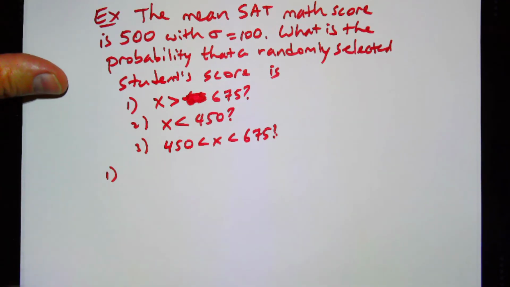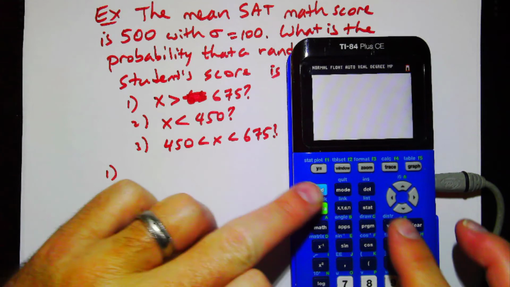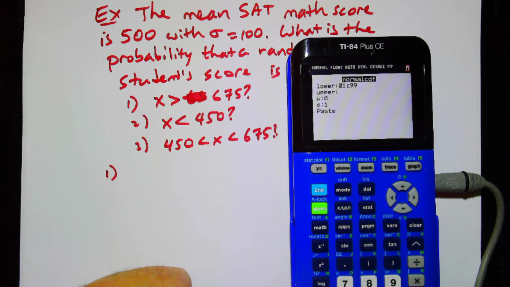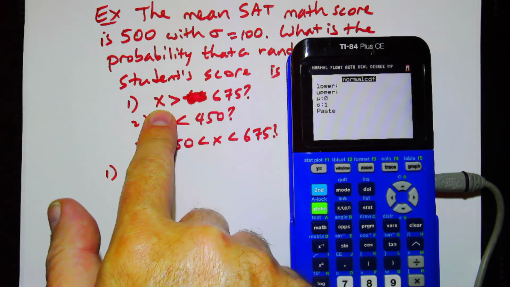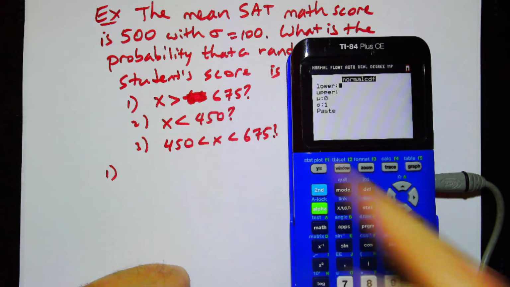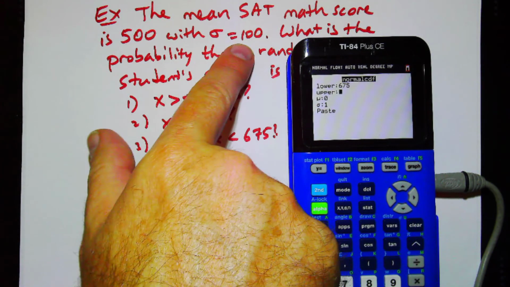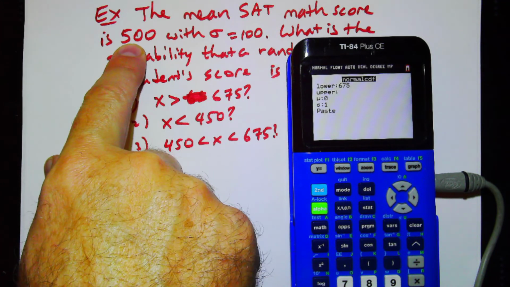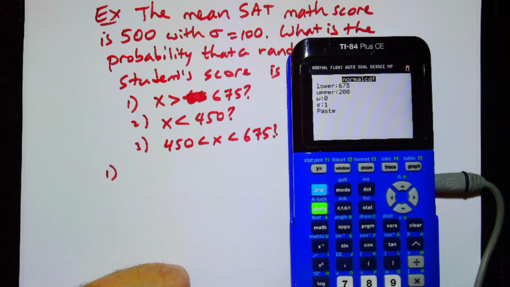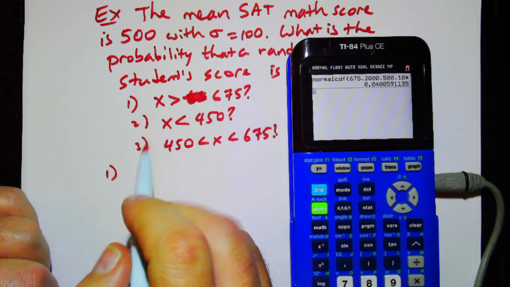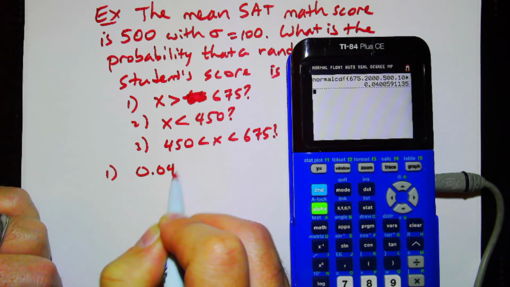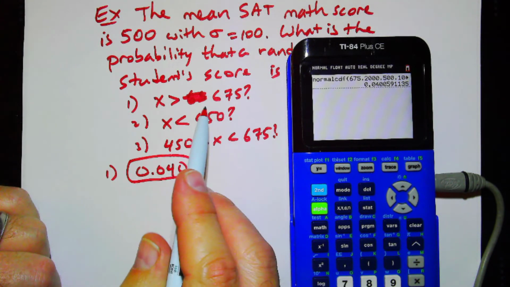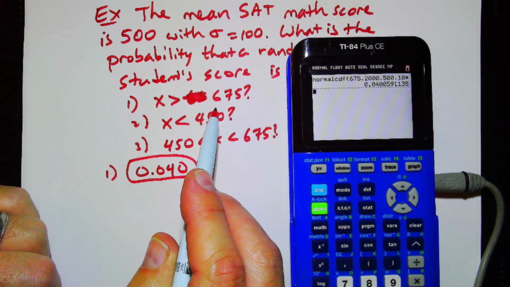So in our solution, we'll come to our calculator and just enter these normal probabilities. First, greater than 675. Remember, the lower value is going to be 675, but the upper is going to be at least 6 standard deviations above the mean. That's 6 times 100 is 600, plus 500 is 1100. 1100 would be good here. Let's put 2000 just to be really, really safe. The mean is 500 and the standard deviation is 100. And so we find that the probability is 0.040, about a 4% chance. So having scores greater than 675 are unusual.